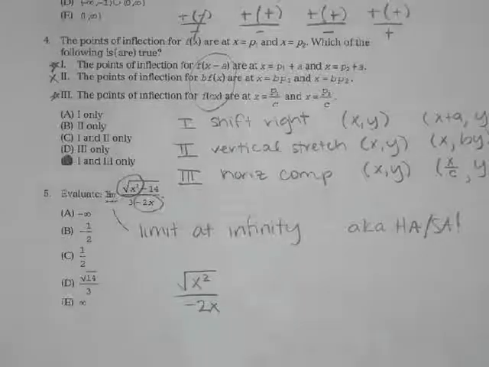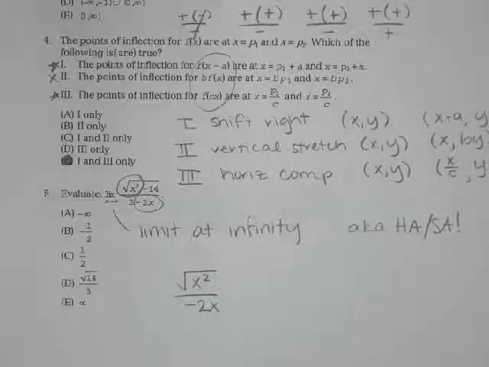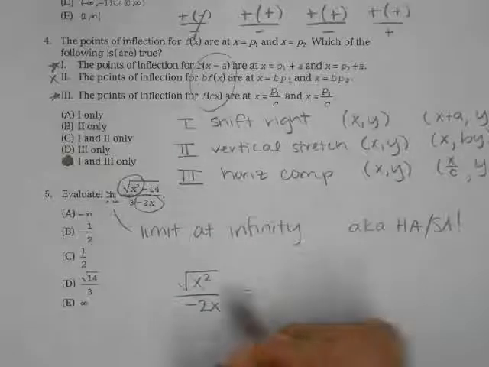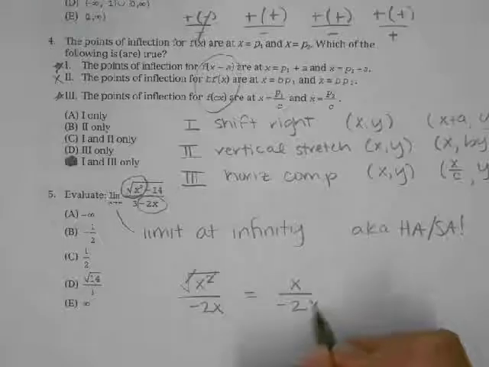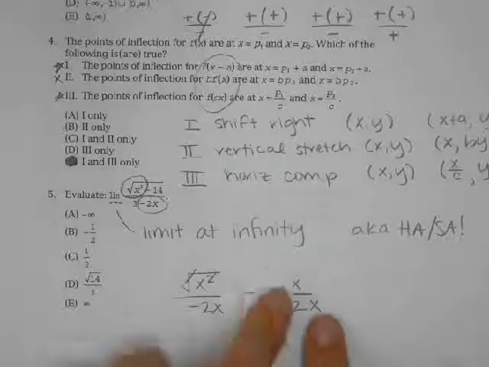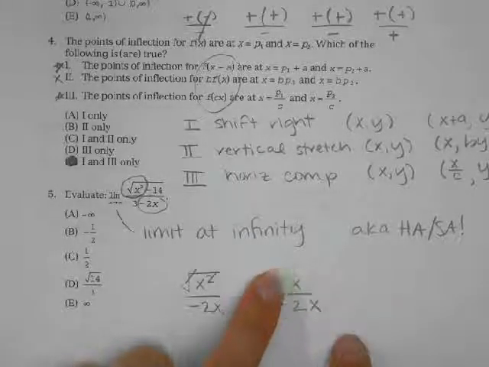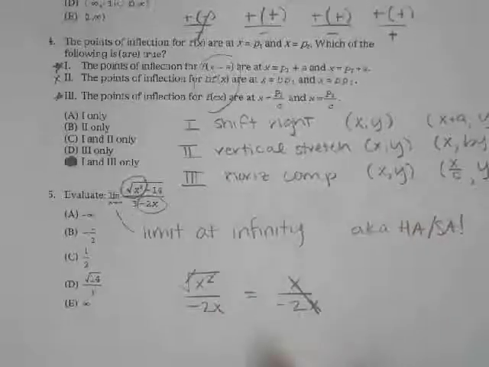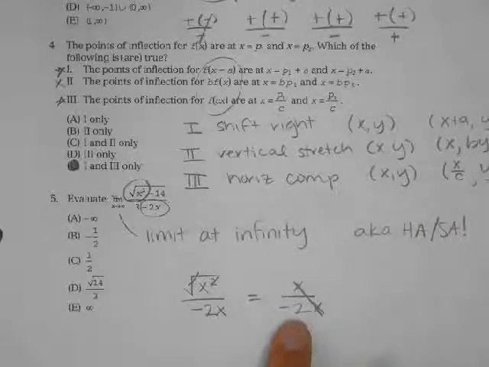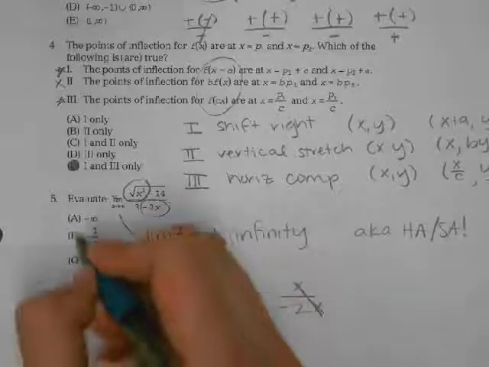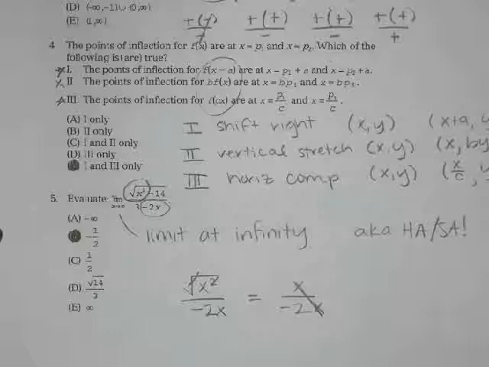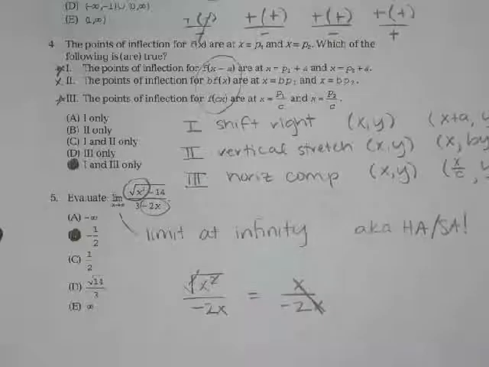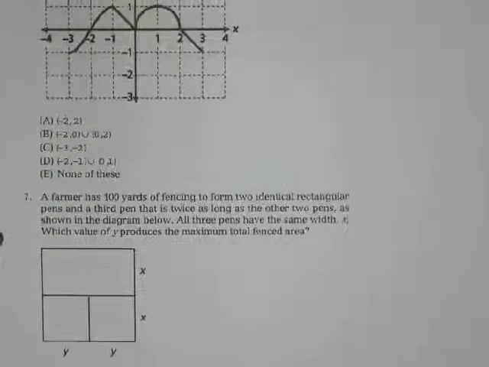So I'm looking at my highest exponents of x. Square root of x squared is going to cancel, and you just have x over negative 2x. And if you have infinity plugged in here and here, those are exactly the same size. So the limit is negative 1/2. Next question.